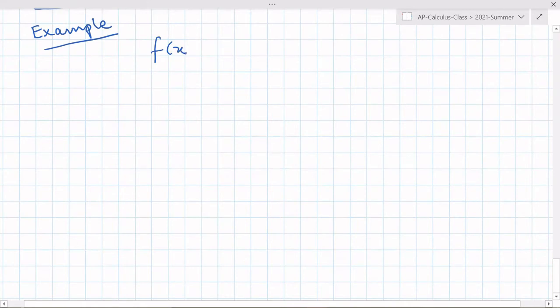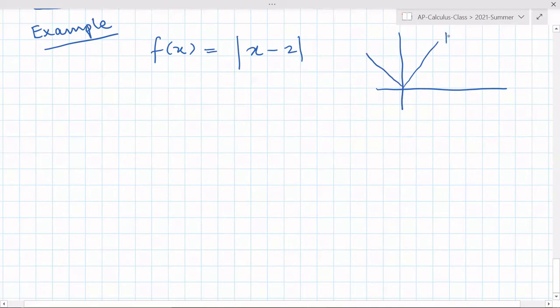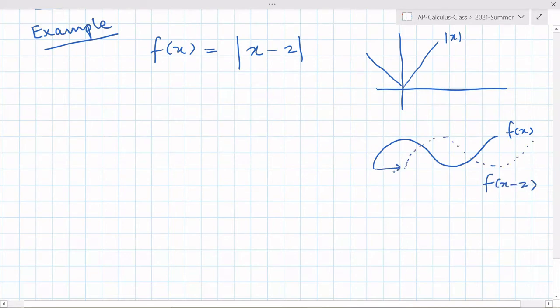Suppose f of x is absolute value of x minus 2, right? So if it's absolute value of x, it looks like this. But if I do x minus 2, what happens to this graph? For any function, if you replace x with x minus 2, what happens to the function? I think you've studied transformation of functions, right? If you have some function, this is f of x, then f of x minus 2 will shift the whole thing right by 2.